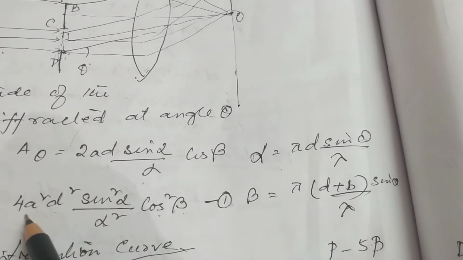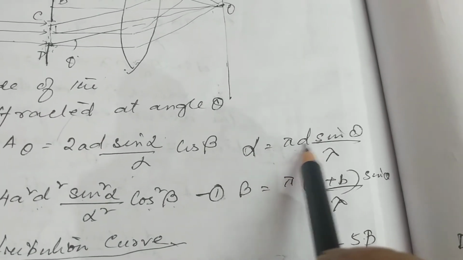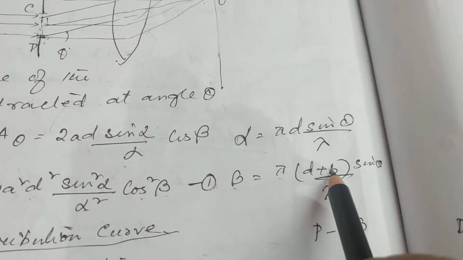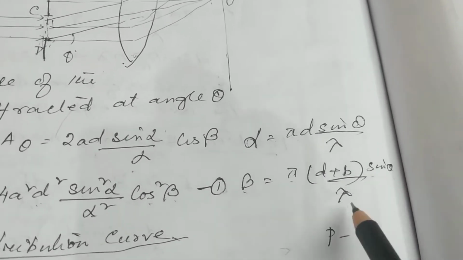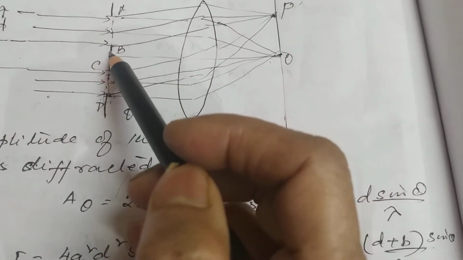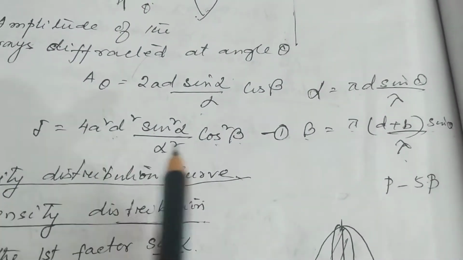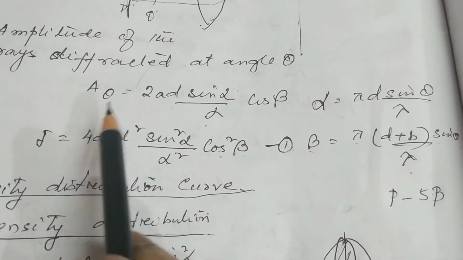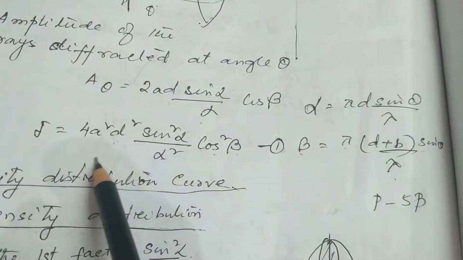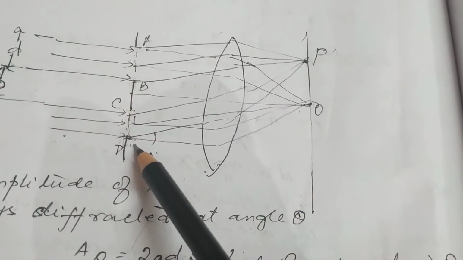Now you know what A and D are, and alpha we have seen before: pi D sine theta by lambda, and here beta is pi (D plus B) sine theta by lambda. So D is the width of the slit and B is the gap between the slits. This is the intensity if I use double slits. Now one thing is very important: there are two wavefronts.